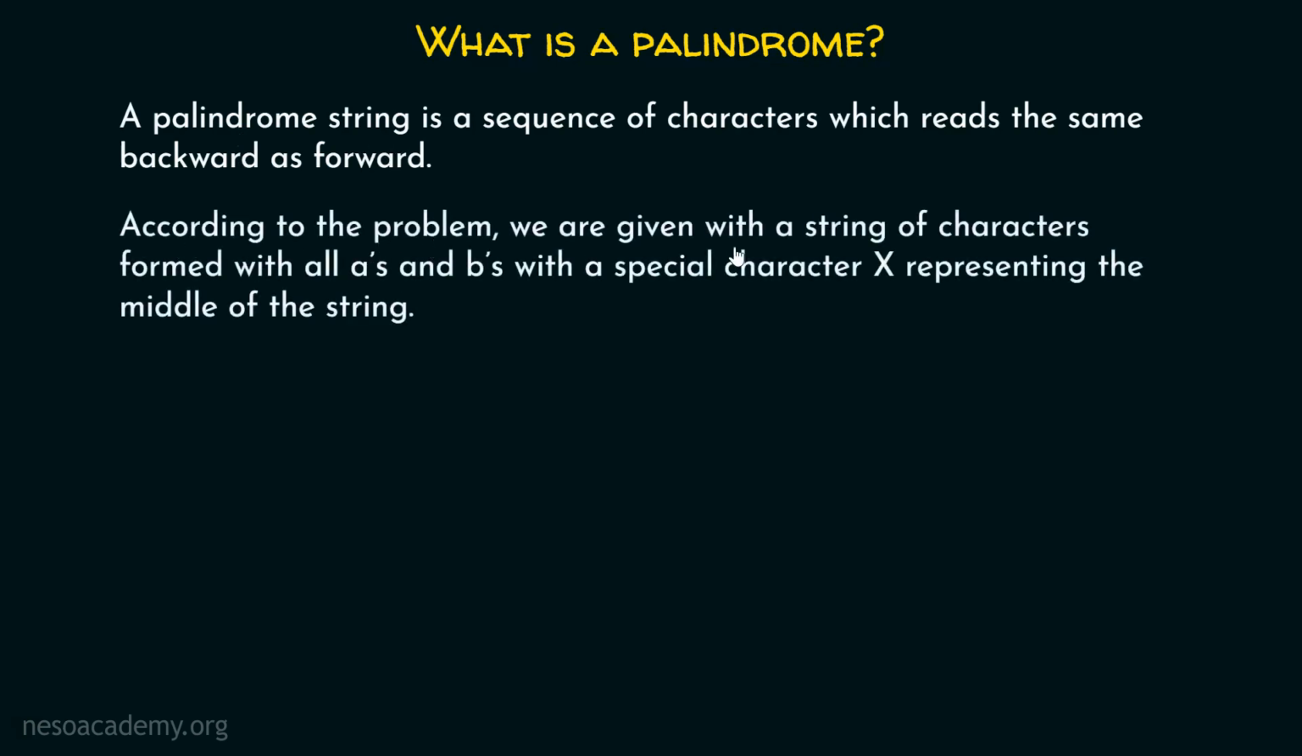According to the problem, we are given a string of characters formed with all A's and B's with a special character X representing the middle of the string. For example, we have a string like this: ABABA X ABABA. You can see this string is formed of all A's and B's, and obviously we have a special character X which represents the middle of the string, right? Now we have to check whether this string is palindrome or not. For this, we must read the string from left to right and then right to left. In this way, we can check whether the given string is palindrome or not.